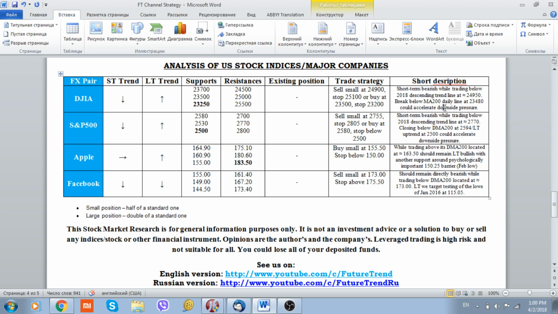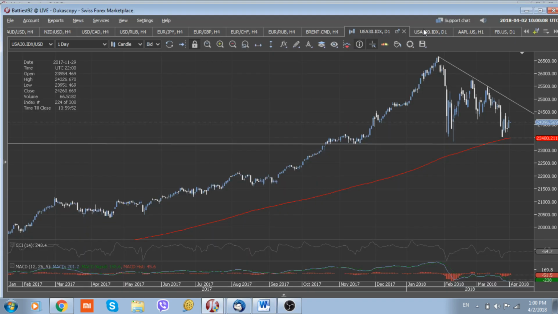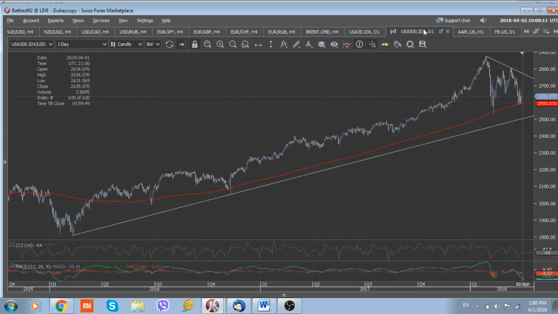As regards the S&P, here the situation is more or less the same, but also we'd like to pay attention to the longer-term uptrend. And while the index is still trading above this uptrend, which lies around 2500, we still expect that sooner or later the index could resume its major uptrend.